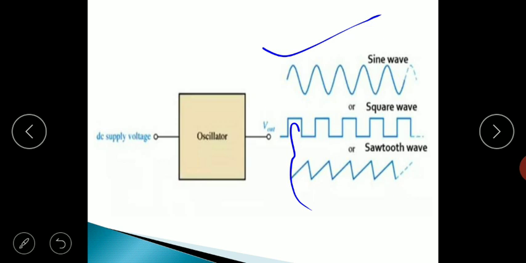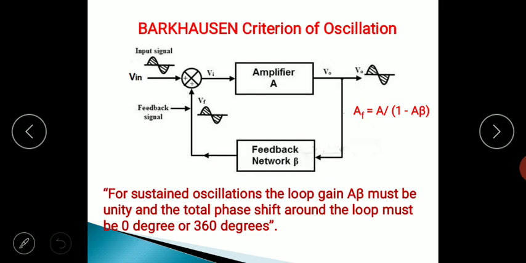Then the type of principle employed, and then based on the frequency generated. There are various types of oscillators that we discussed, and for all these oscillators the important criterion is the Barkhausen criterion. We discussed this Barkhausen criterion by considering this block diagram of a positive feedback amplifier, because oscillators make use of positive feedback. For this block diagram we have shown that the gain of this positive feedback amplifier is given by AF equal to A divided by 1 minus A beta.